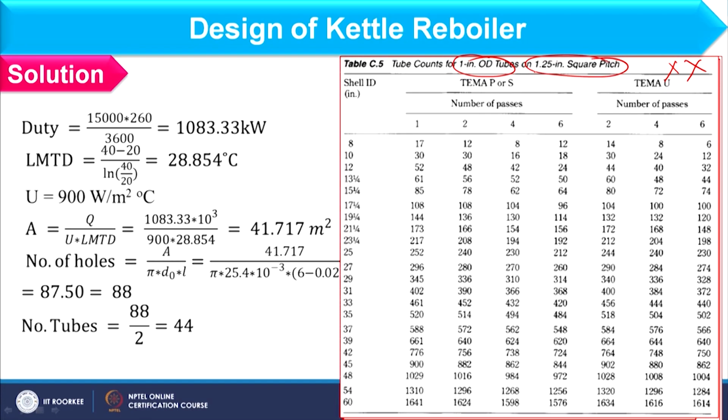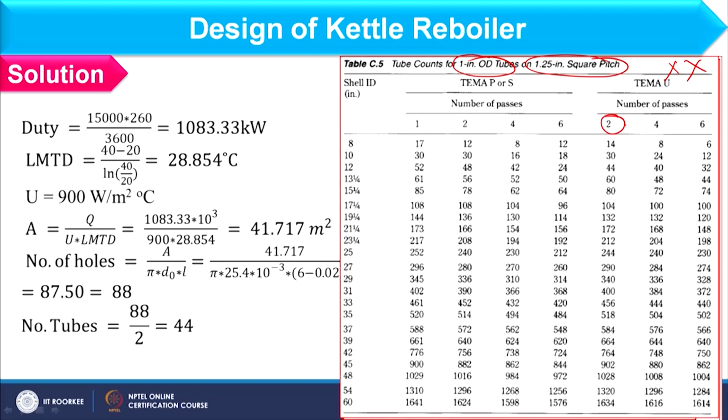Okay. So, let us see the actual tube count in this table. Here I am having U tube and the number of tubes we have obtained as 44, and passes are 2. So, if you see, here I am having 44 tubes. In this case, whatever number of tubes we have calculated, the same number of tubes is available in the standard table. Otherwise, whatever number of tubes you obtain, just take the next value which is available in this table, meaning table C series.